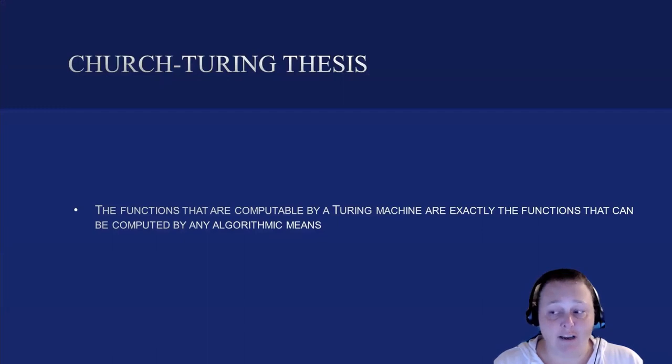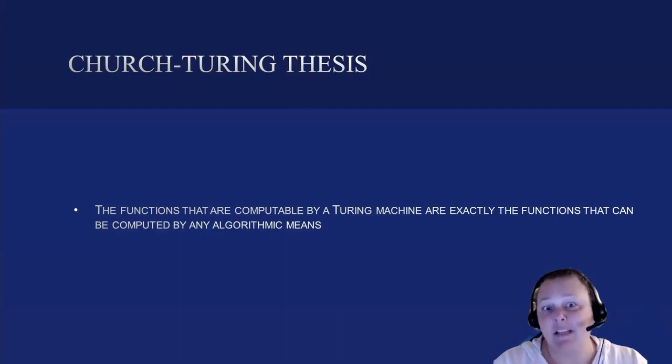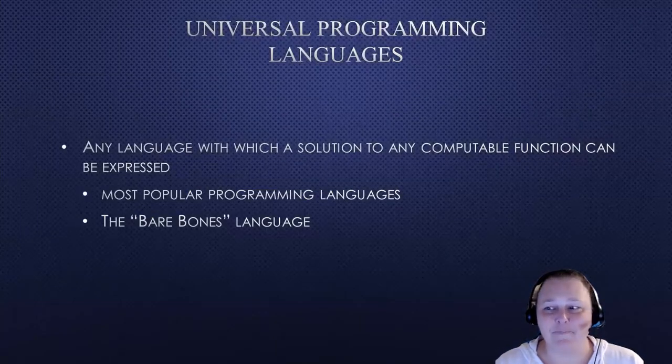Now, the Church-Turing thesis, which is taking it to the next level, is that functions that are computable, remember computable means we can calculate an output given some inputs, by a Turing machine are exactly the functions that can be computed by any algorithmic means. So if you can do your function as a step-by-step process, doing each step in baby steps, then it can be done with an algorithm, which makes sense because an algorithm goes step by step, right? And you have to tell it each baby step before it can move on to the next.